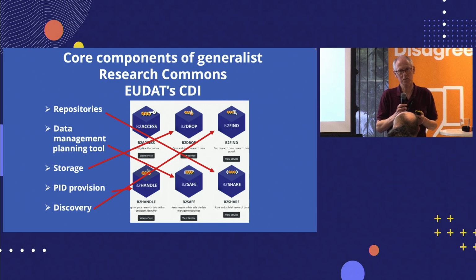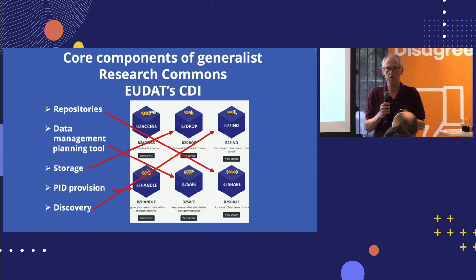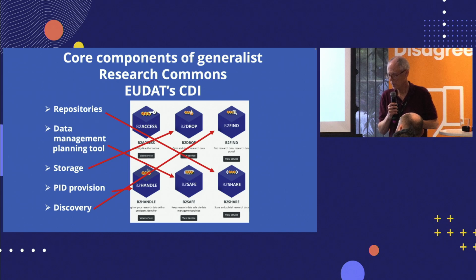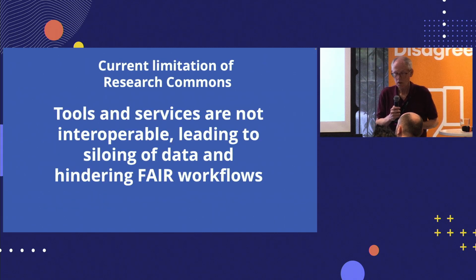So there are lots of different concepts of research commons. Many of them are domain focused, but I think there also is the possibility of a more generalist notion of a research commons. It's quite interesting if you look at EUDAT's collaborative data infrastructure. What are the core components? Well, there are repositories, a data management planning tool, a storage capability, a provision for PIDs, and a provision for discovery. I don't have time to go into the others today, but Canada is looking at something very similar. So this is the notion of a generalist research commons, which is a great idea.